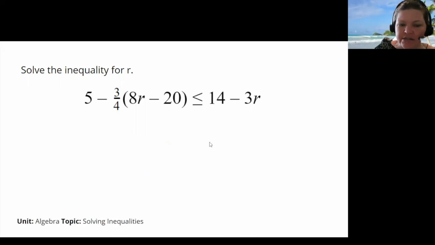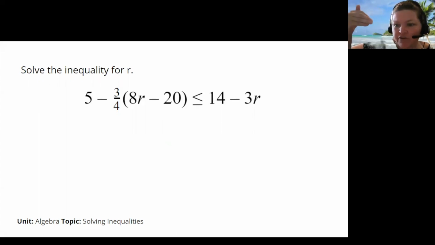So this is the algebra unit. The topic is solving inequalities. Guys, I have everything from the very simplest of one-step inequalities up to these ugly things with fractions and stuff. The GED loves to combine fractions and inequalities. I think because they know that most students will just panic and shut down right there. I don't know how to do fractions.